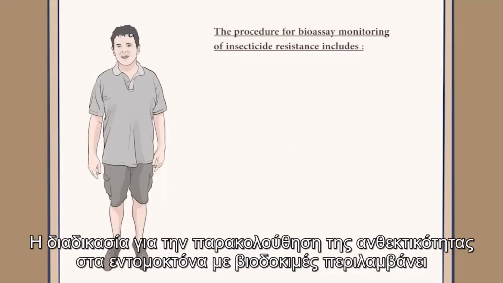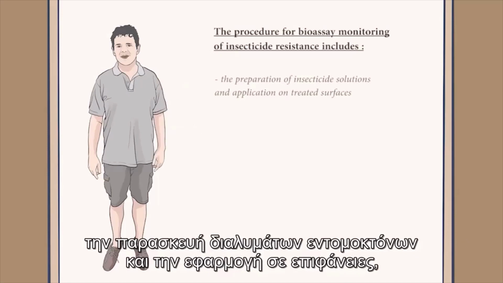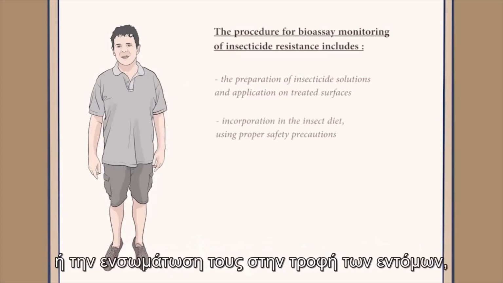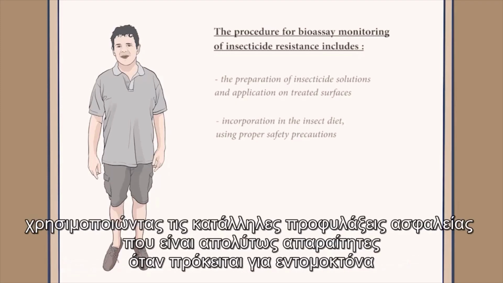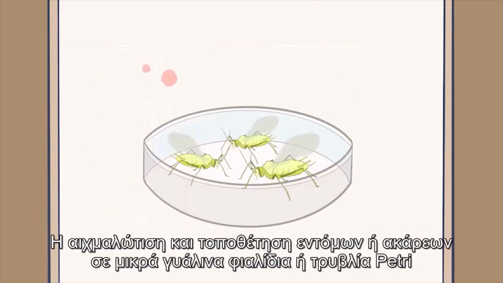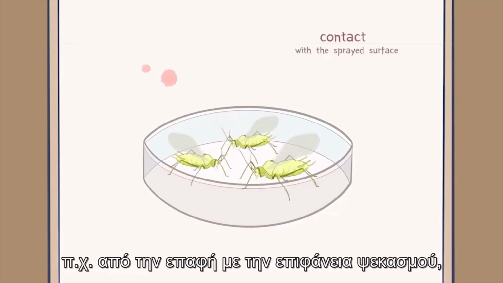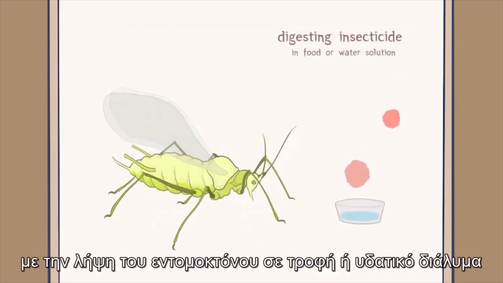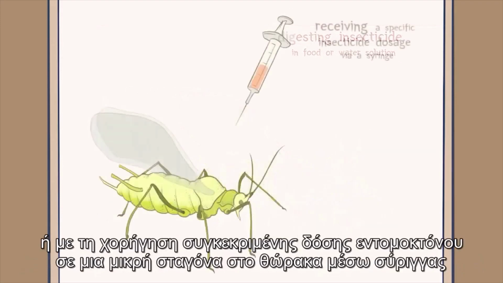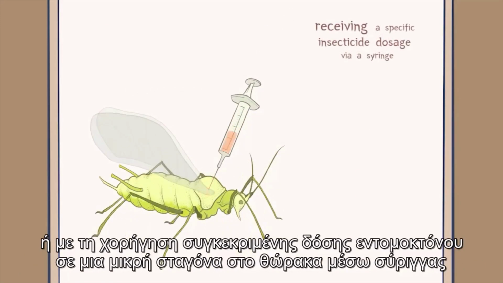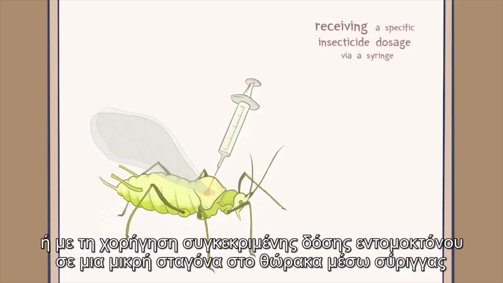The procedure for bioassay monitoring of insecticide resistance includes the preparation of insecticide solutions and application on treated surfaces or incorporation in the insect diet using proper safety precautions, absolutely essential when dealing with insecticides. The capture and placement of insects or mites in small glass vials or petri dishes where they are exposed to the insecticides by different means, for example by contact with the spray surface, by ingesting insecticide in food or water solution, or by receiving a specific insecticide dosage in a small droplet in the thorax via a syringe.